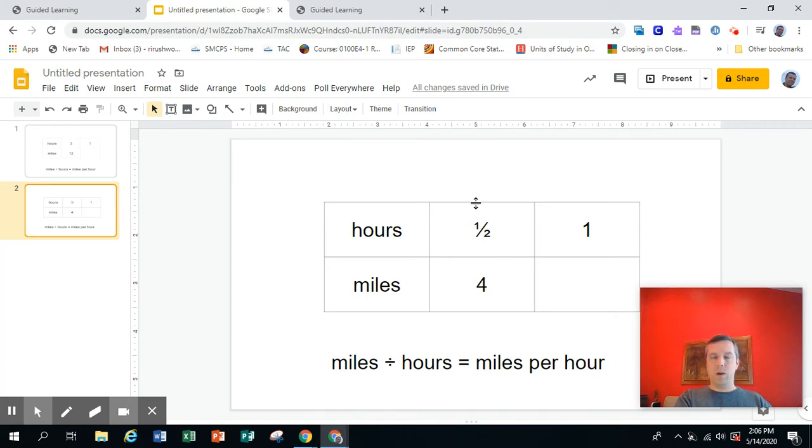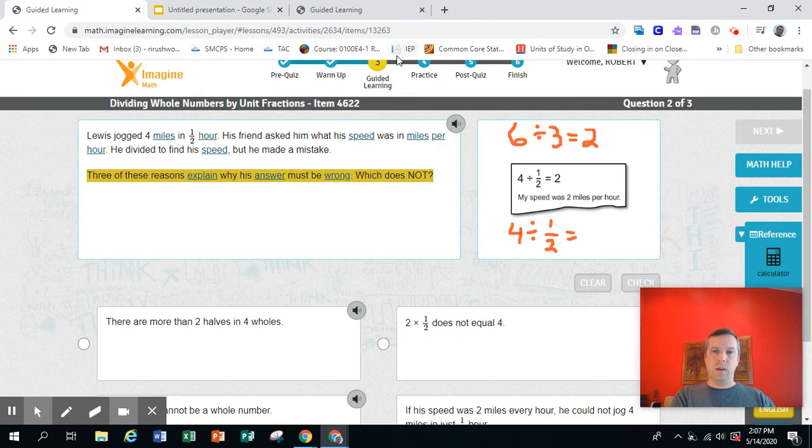Now, if he got it wrong, okay, fine. He said it was 2. What is the actual answer? Well, remember when you're dividing fractions, you have to do 4 divided by 1/2. You can think, how many halves in 4? Well, there are 2 halves in 1. 2, 4, 6, 8. There are 8 halves in 4 wholes. So the real answer here is 8.